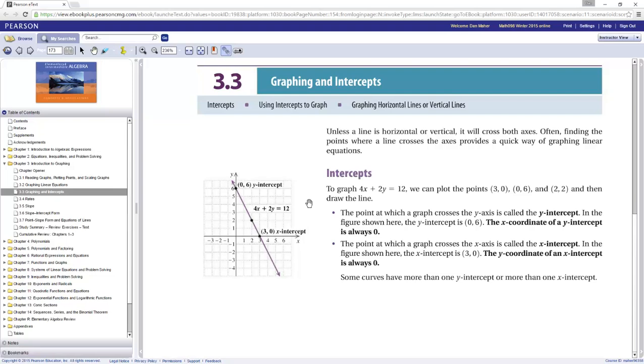They're talking about a special type of intersection where they cross either of these axes, these parts of the horizontal line that we put in here, which is usually x, and the vertical line, which is usually y. And where we cross that, if it crosses the x-axis, it's called the x-intercept.